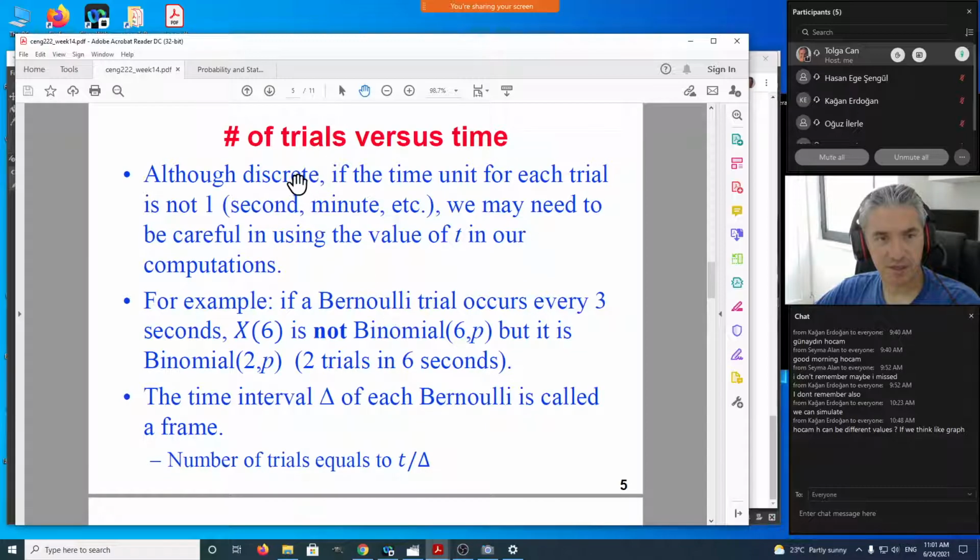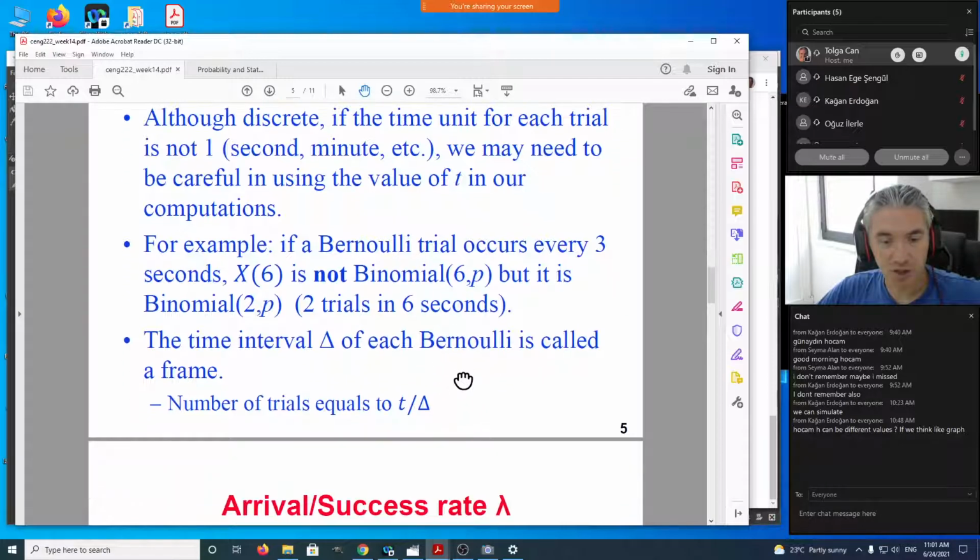I already mentioned this slide, number of trials versus time. The example given here is a trial every 3 seconds. X6 does not become binomial 6,p, but it becomes binomial 2,p, because in 6 seconds we just conduct 2 trials. So here we have to divide t by the frame length if this delta is not 1 second, or if it's more seconds, and our unit of time is still seconds when we are monitoring this stochastic process. So we have to be careful about this issue.